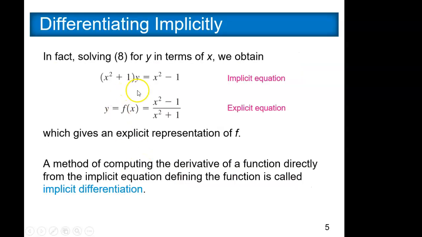So for instance, if we have it written like this, then that's an implicit equation. An explicit equation would be if we actually solved it for the y. And so that's primarily what we've been working with up until now, these explicit equations. But in today's class, we're going to look at some implicit equations and taking the derivative of those.